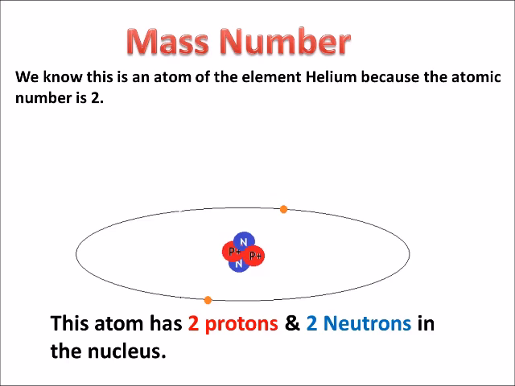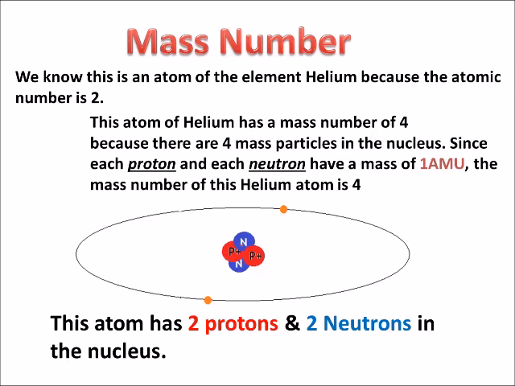So we know this is an atom of the element helium because the atomic number is 2. This atom of helium has a mass number of 4 because there are 4 mass particles in the nucleus. Since each proton and each neutron have a mass of 1 atomic mass unit, the mass number of this helium atom is 4. Do all helium atoms have a mass number of 4? No. While it's true that all helium atoms have an atomic number of 2, they don't all have a mass number of 4. Mass number can vary with the number of neutrons that are in the nucleus.